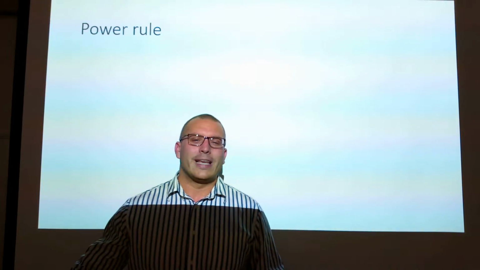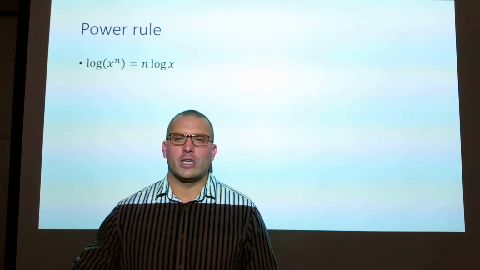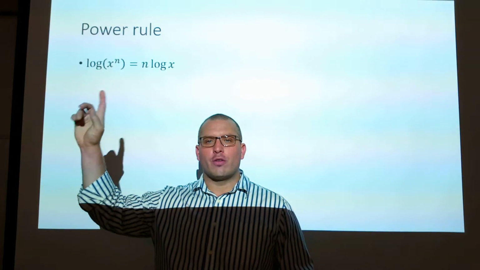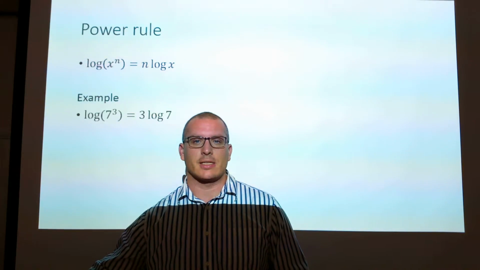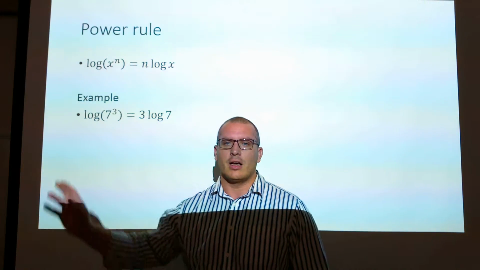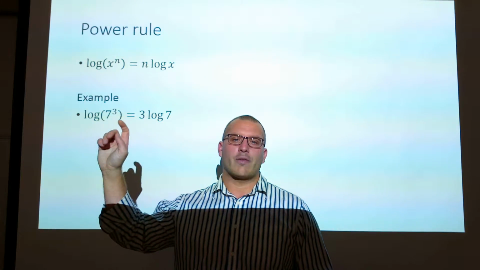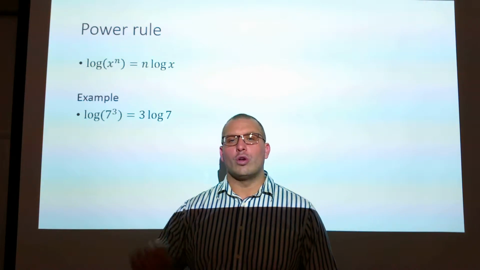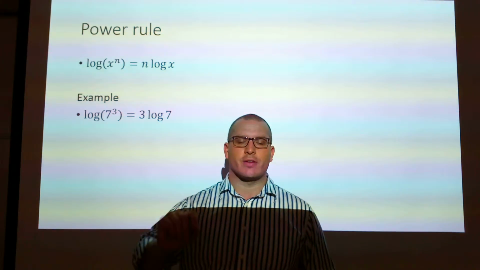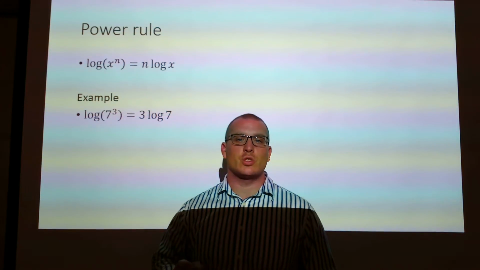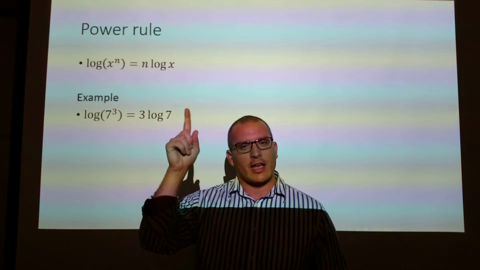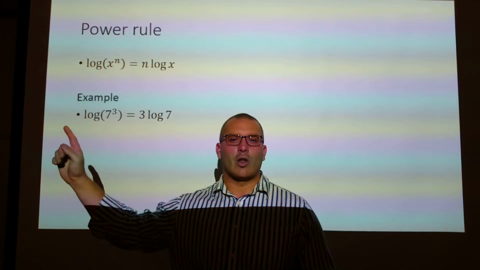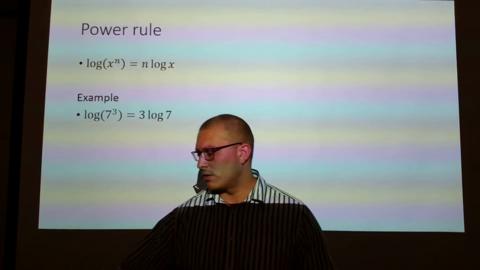The first rule is the power rule, which is that log of a value x raised to the power of n is equal to n times the log of that value x. So if I have here log of 7 to the power of 3, that is equal to 3 times log of 7. Same as in class, if you saw something that said 3 times log of 7, you'd have to think, hang on, that is the same as log of 7 to the power of 3.